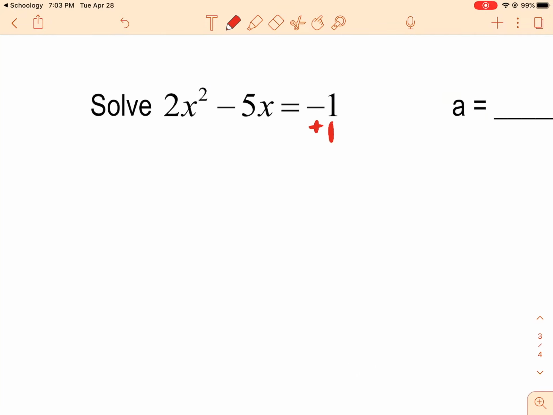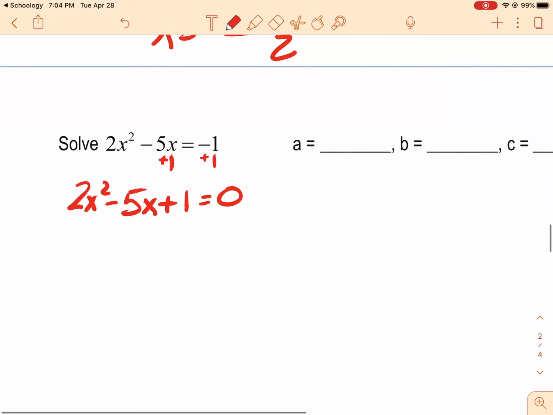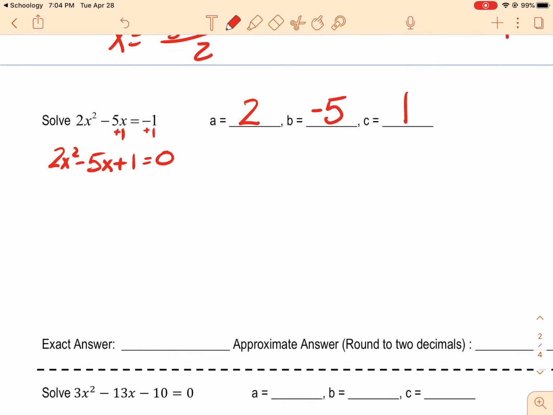This one's not in standard form, so I have to add the 1 to both sides and have it equal to 0. So 2x squared minus 5x plus 1 equals 0. Now you could pull apart the a is 2, the b is -5, and the c is 1. Putting it into the formula, x equals opposite of b plus or minus the square root of b squared minus 4ac all over 2a, we get this.